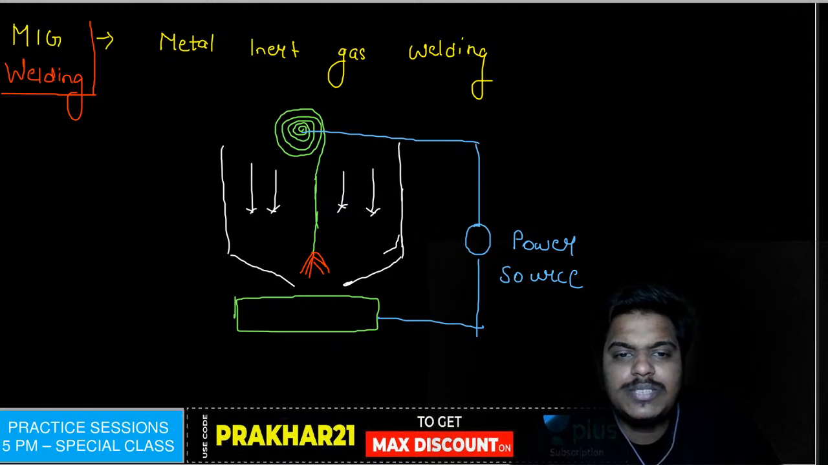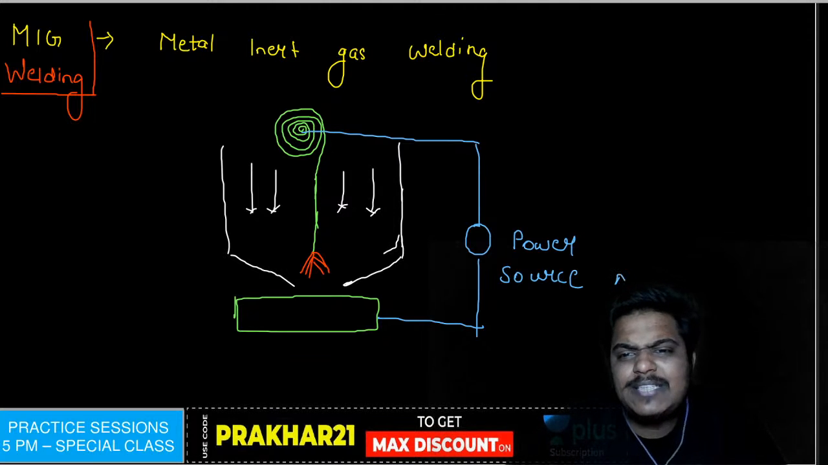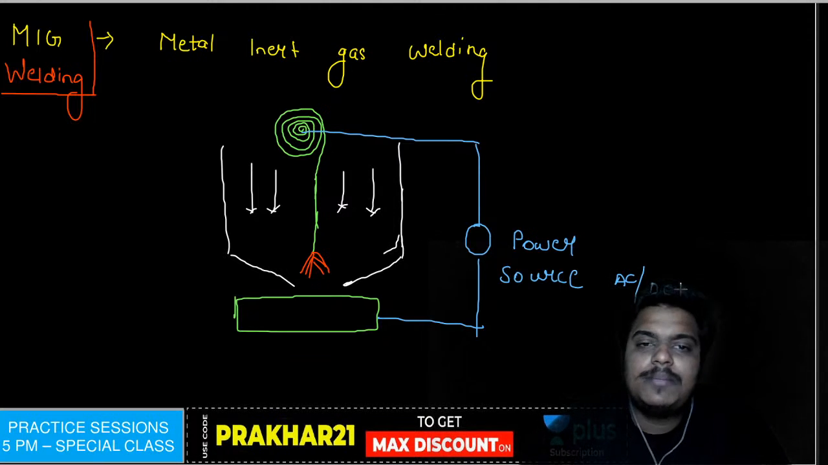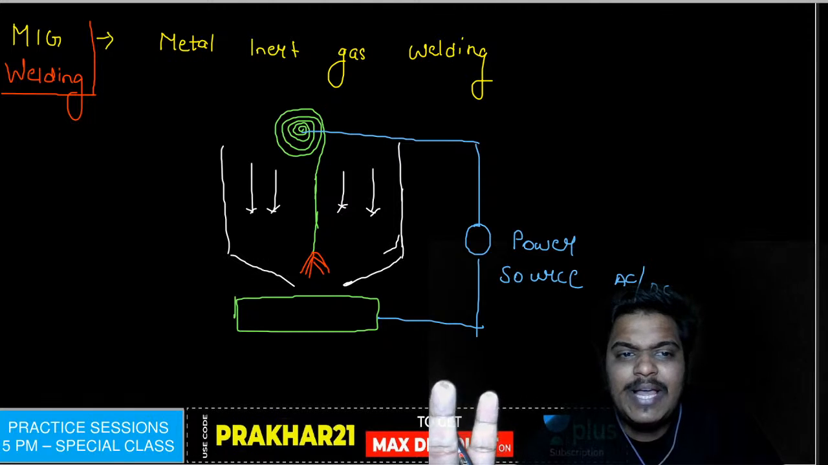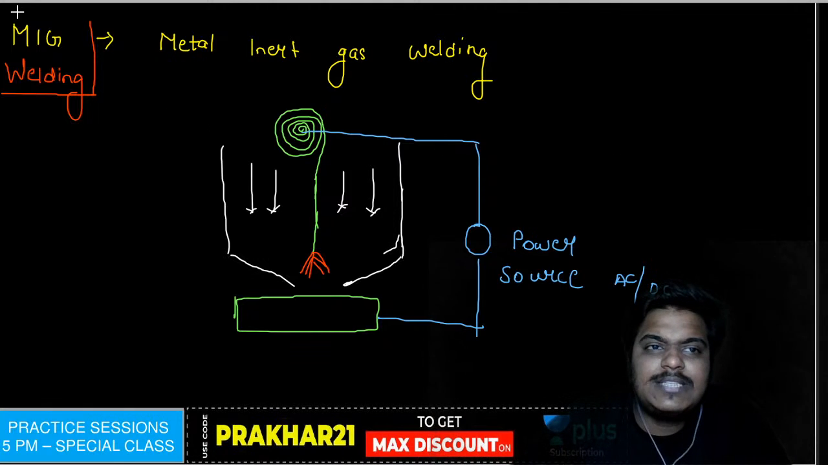This is your power source. Is it clear? It can be an AC source, a DC source, whatever you want. But this is your setup. Is this thing clear? Now, this is a wire electrode, or you can say a bare electrode.